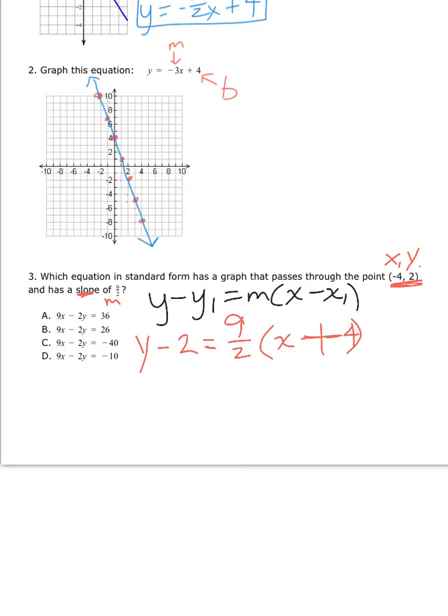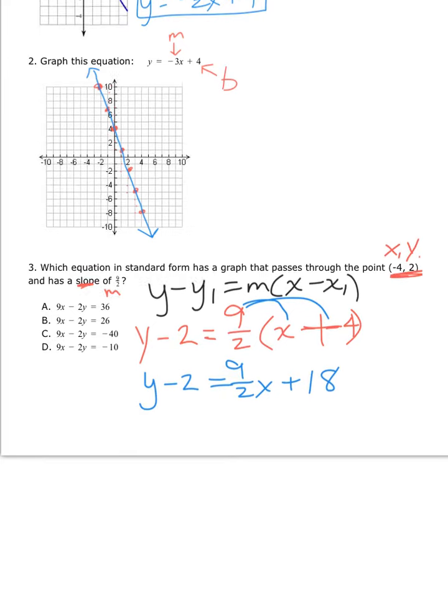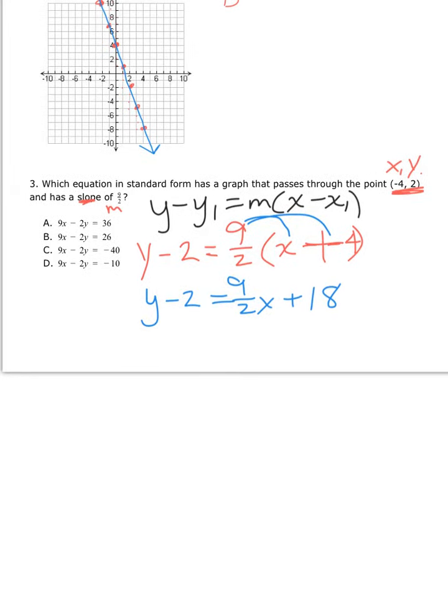All right. So then I'm going to distribute: 9/2 times x is 9/2 x. What's 9/2 times 4? That is 18. You're right. All right. So, I can add 2 to both sides, right? So now I've got y equals 9/2 x plus 20. And then what? Is that it?